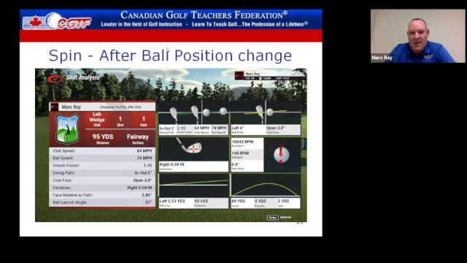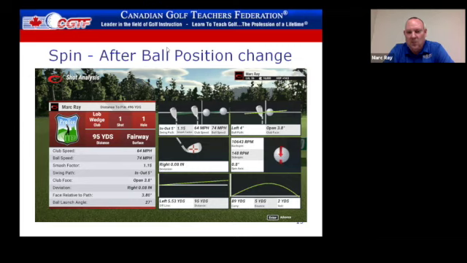So I didn't hit a number of shots. I hit 2 wedges this morning. They were the first 2 shots I hit, and I just captured this data. And one was from the center of the stance that we just saw, and then we moved to changing the ball position to behind the center of stance.